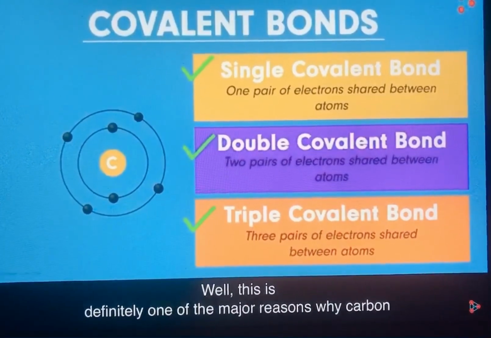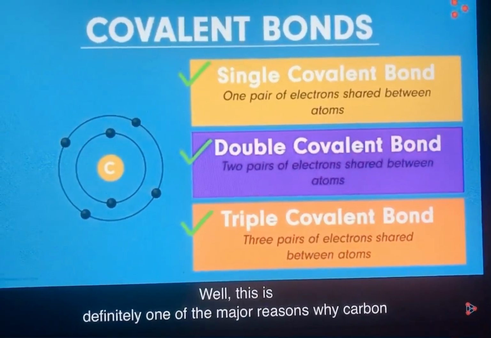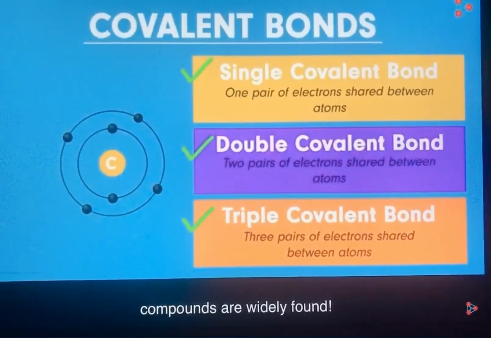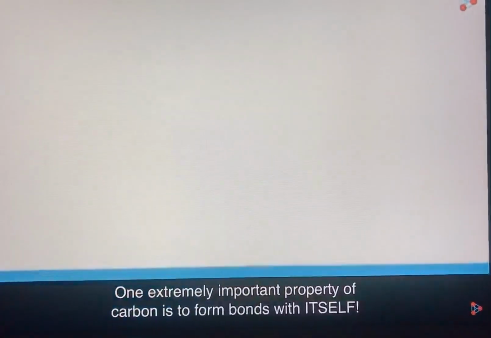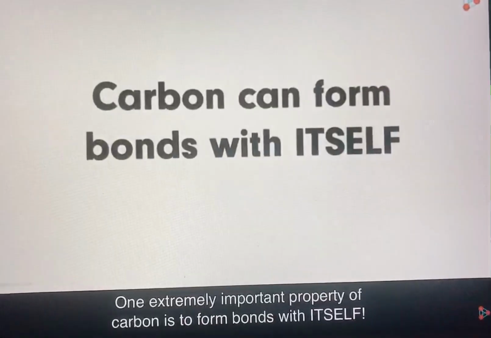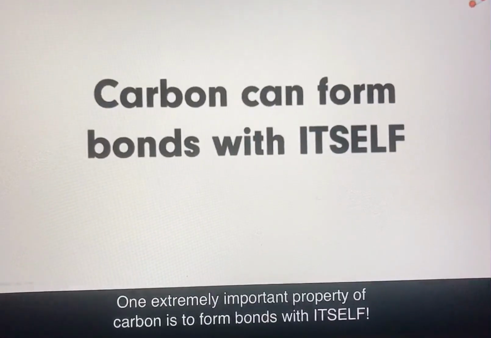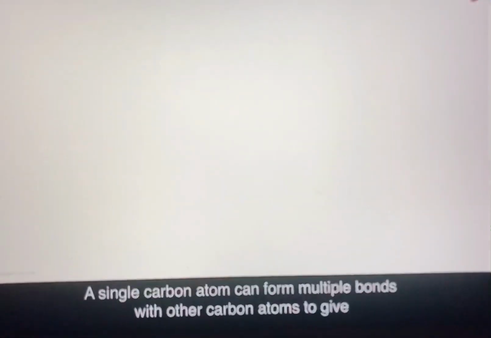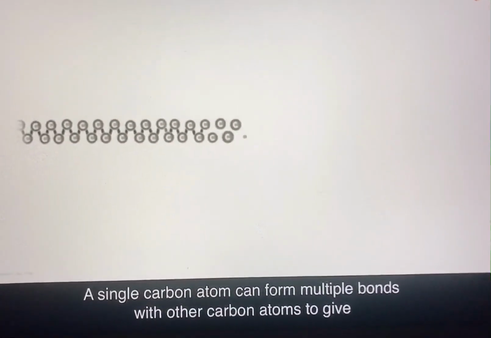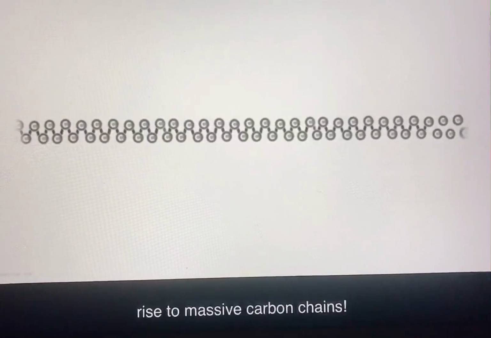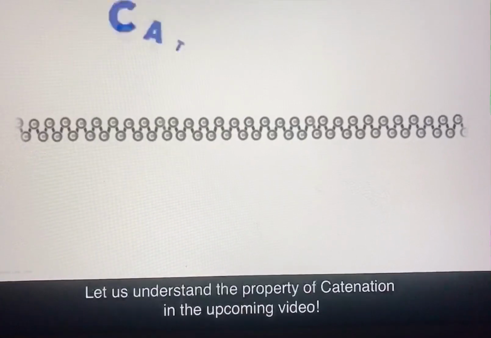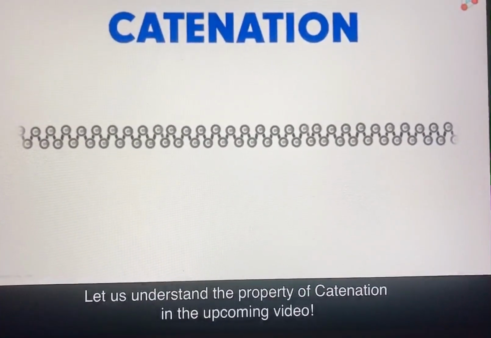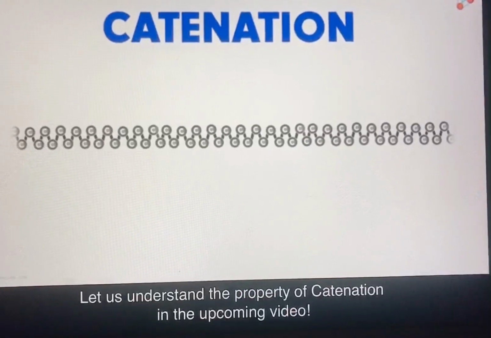Well, this is definitely one of the major reasons why carbon compounds are widely found. So what could be another reason? One extremely important property of carbon is to form bonds with itself. Yes, a single carbon atom can form multiple bonds with other carbon atoms to give rise to massive carbon chains. This property is called catenation. Let's understand the property of catenation in the upcoming video.